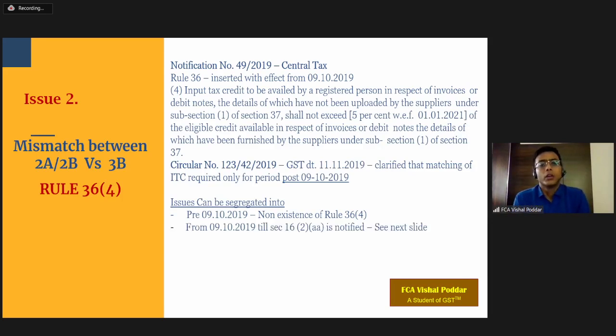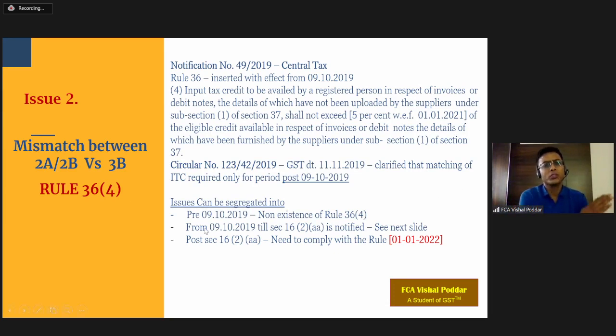Second is 9th of October 2019, that is the introduction of this notification, Rule 36(4), up till the notification of Section 16(2)(aa), which is the new condition I explained in my initial slides where I was explaining the conditions, that reflection in your 2A, 2B has now been made compulsory. That has been made compulsory via Section 16(2)(aa). Now, interestingly, 16(2)(aa) was introduced by the previous Finance Act, but it has been notified from 1st of Jan 2022. So I classify the notices into 3 categories.